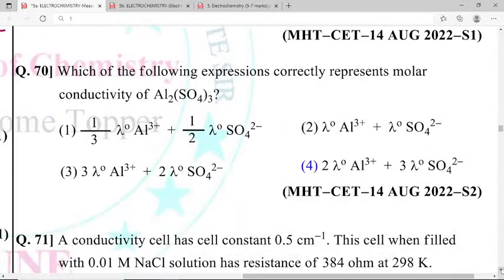Which of the following expressions correctly represents the molar conductivity of aluminum sulfate? So aluminum sulfate is twice Al3+ and thrice SO4 2-. So this is 2, and this is 3.